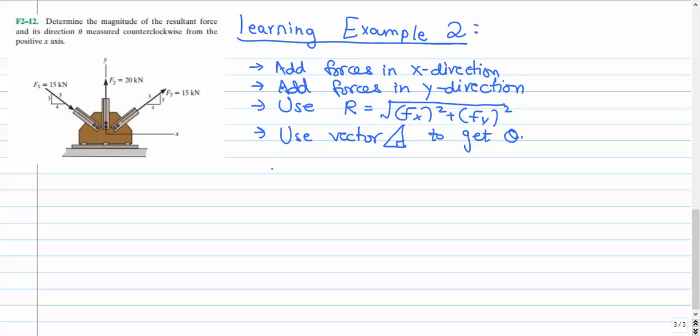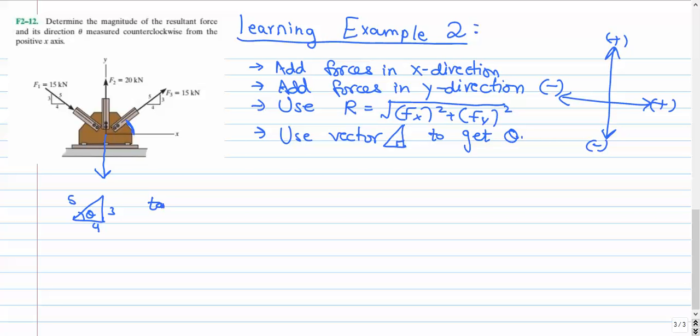So let's start solving this question. First of all, let's put down the directions. So from the question we can see that they have given us all the forces that we need, but they haven't given us the angles that we will need to resolve the forces into their components. But we can use these triangles to find those angles. So let's do that.